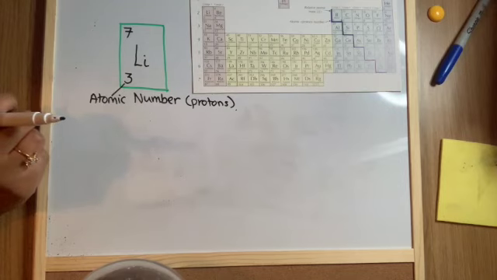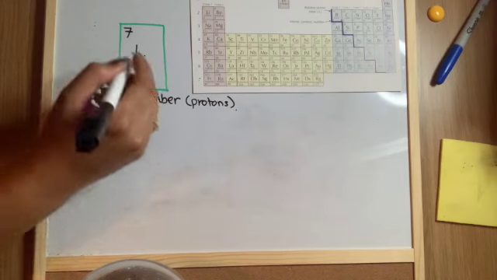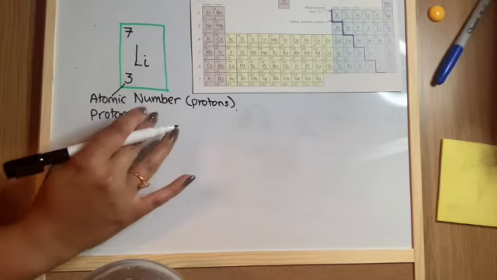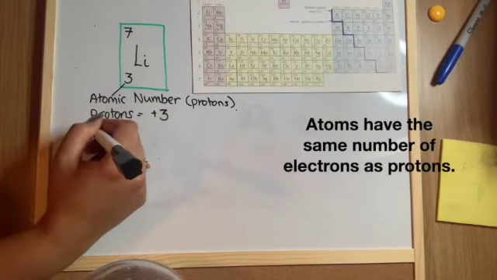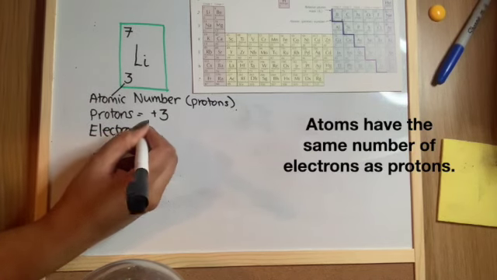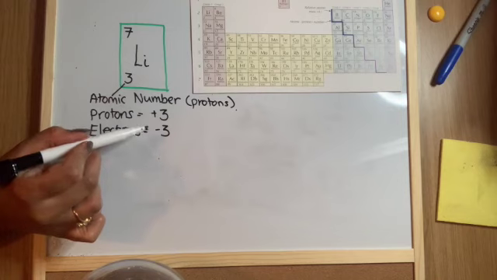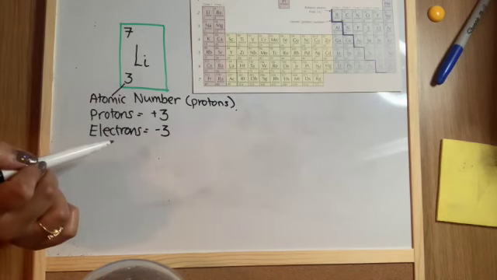Now, the other significant thing is, remember before when we were looking at the structure of the atom, we said that atoms always have the same number of protons and electrons. So for my lithium, protons, I have 3. That's plus 3 protons. That means in terms of my electrons, I will also have 3. So 3 protons and 3 electrons, plus 3 charge and minus 3 charge. Overall charge on this atom is going to be 0.